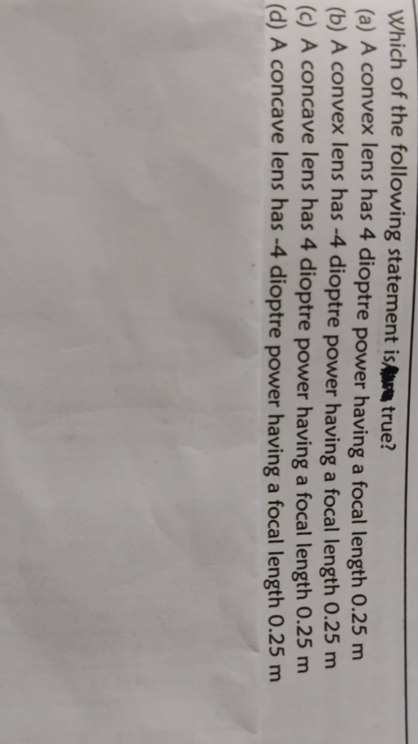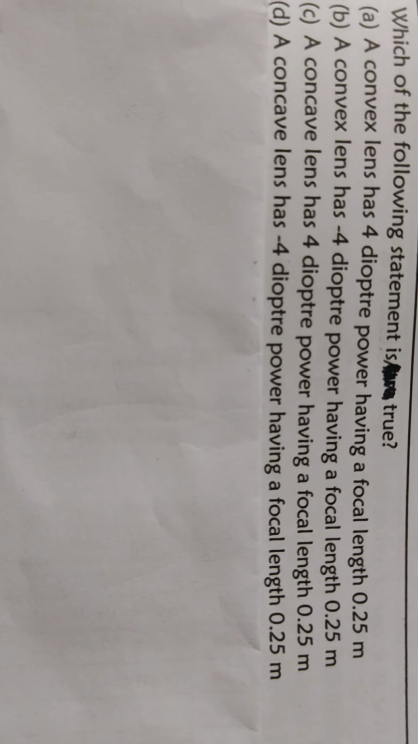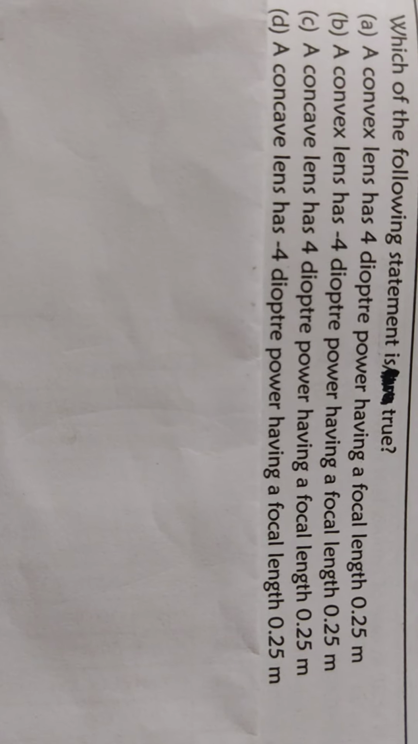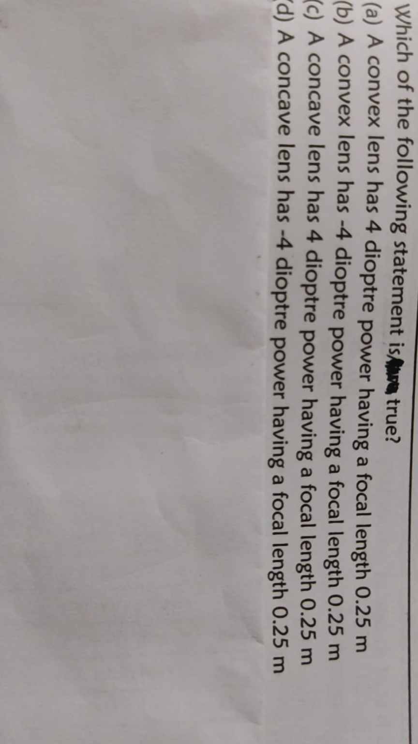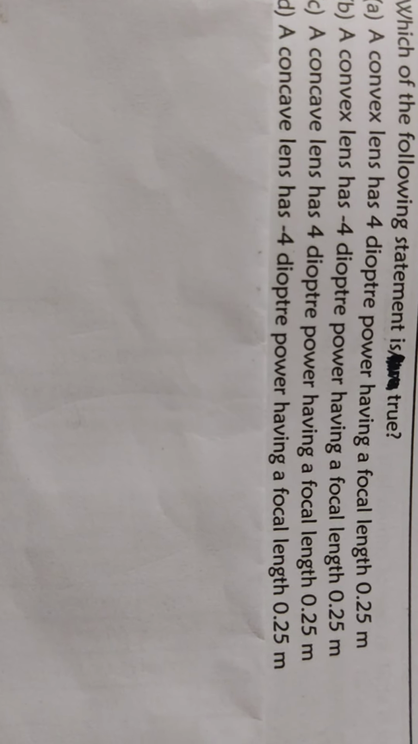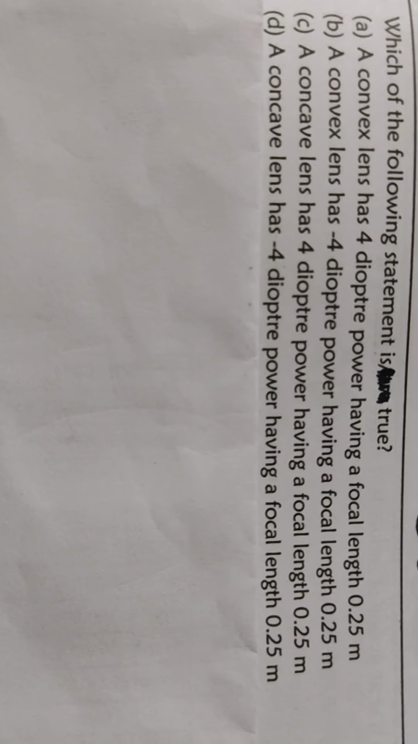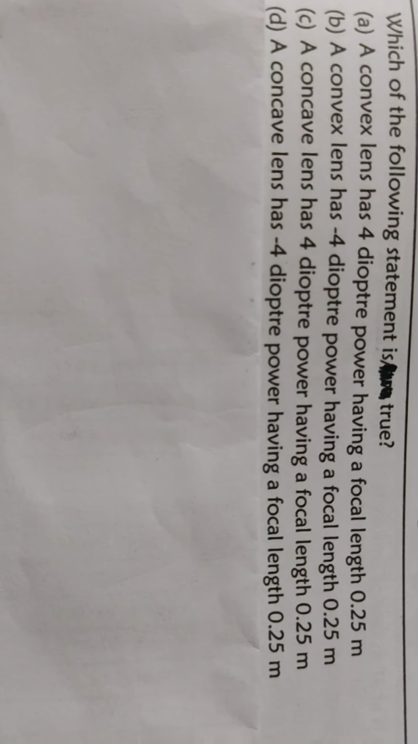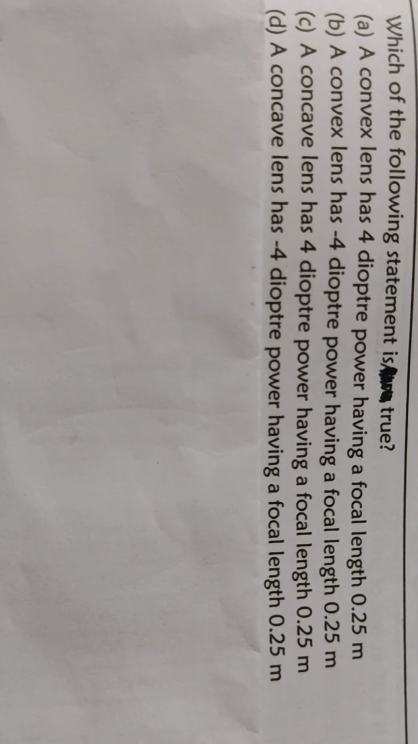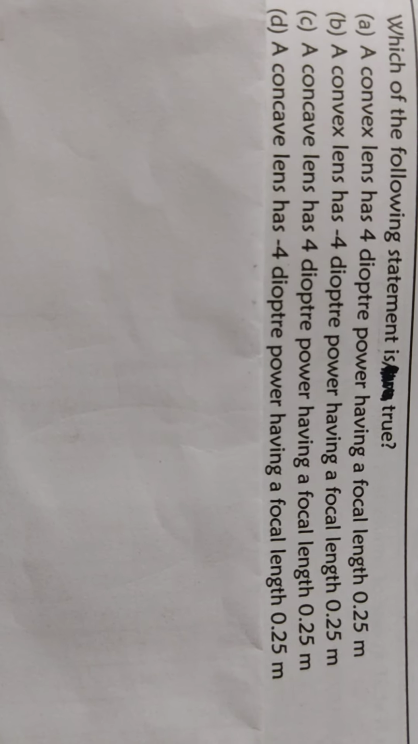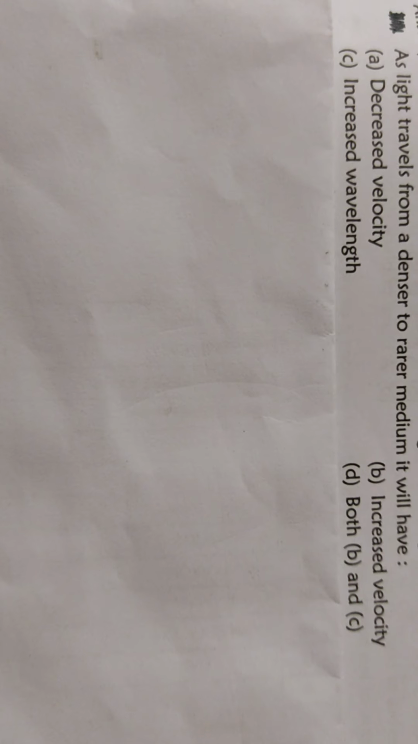When we look at A and D, in A, convex has positive power of 4 diopter and positive focal length of 0.25 meters. And in option D, the concave lens has negative power, minus 4 diopter, and positive focal length, which is not possible because for a concave lens, its focal length and power both are negative. So the first option is correct, and we know power is 1 over F. So F will be 1 over 4, that is 0.25 meters. So A is the correct option.